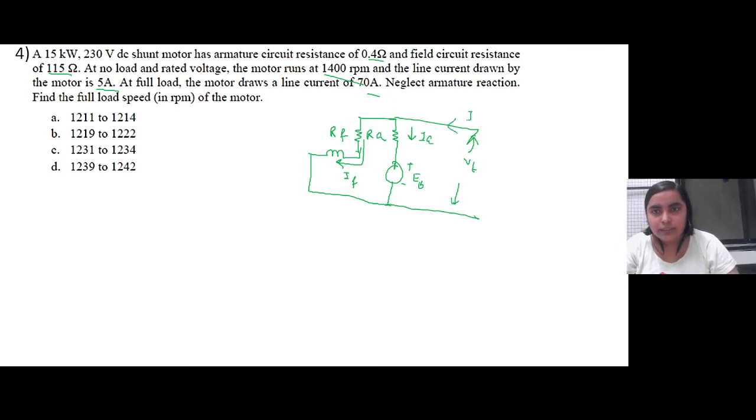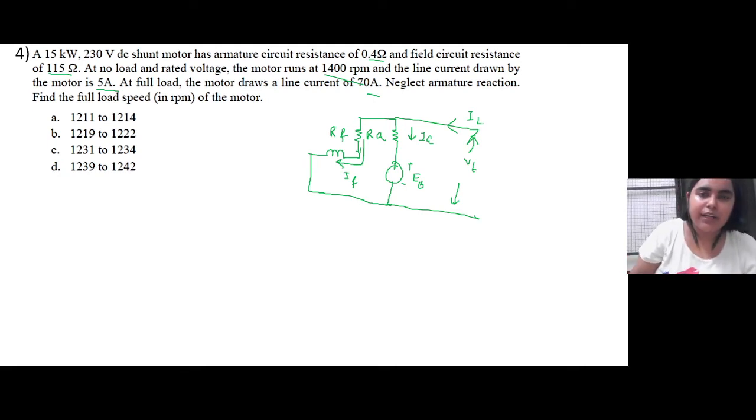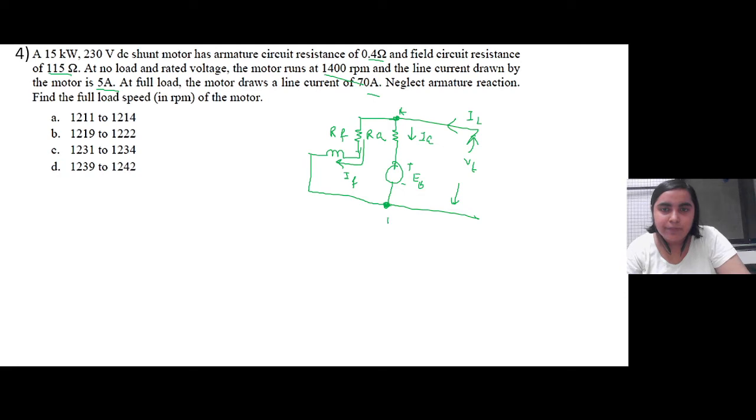So this is the load current that is drawing. We are given RA and RF. This terminal voltage is getting applied across node A and B, so we can calculate the field current, right? The field current will be the terminal voltage, which is 230 volt, by the field resistance, which is 115 ohm. So this is equal to 2 ampere.